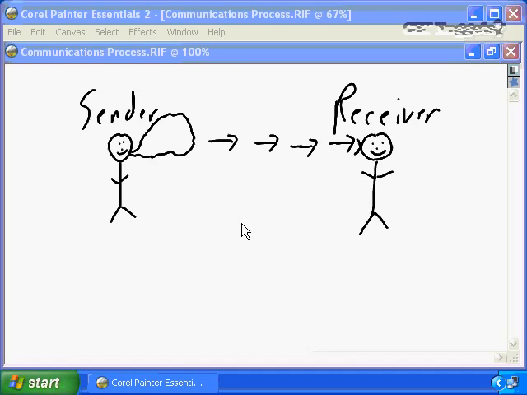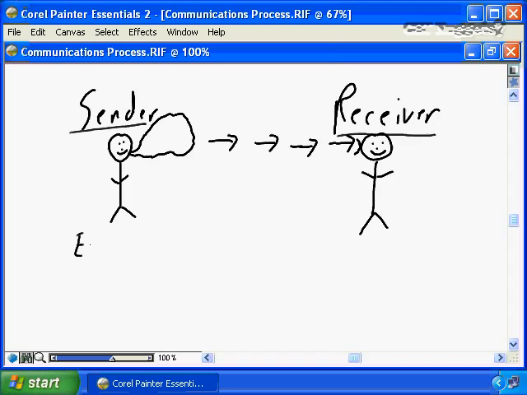Before we can begin our communications planning process, we need to thoroughly understand the communications process itself. We need to understand what it takes to get a message from a sender to a receiver in a state that's fully understood, that is unambiguous, that it's clear that what the sender wanted to send is in fact what the receiver has received and understood. The first step in that process is the encoding of the message.